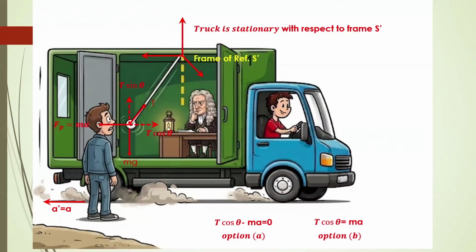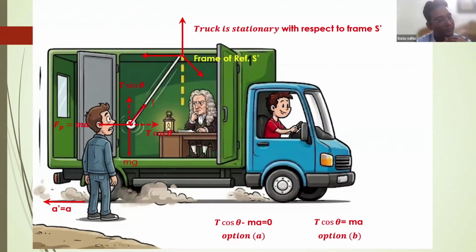This FP is the force as seen by the observer on the ground, which has the acceleration in the opposite direction, A dash. So for him, that is the pseudo force, and that equals MA. And apparently FP and T cos theta are the same. They are equal. From which observer are you observing FP equal to MA? From the ground, the observer from the ground.